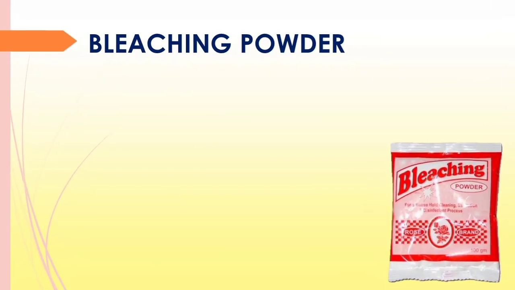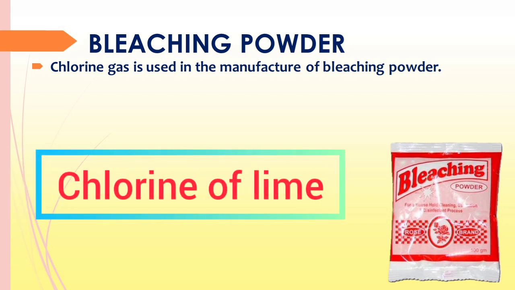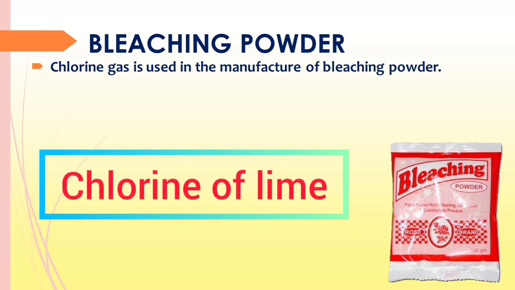We all are familiar with the process of bleaching where the colors from the cloth is removed to make it white. Bleaching powder has been used for this purpose since long. Chemically, bleaching powder is calcium oxychloride. Bleaching powder is also called chlorine of lime and it is a yellowish white powder.